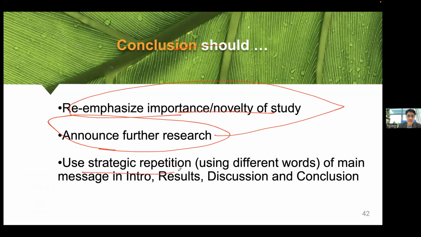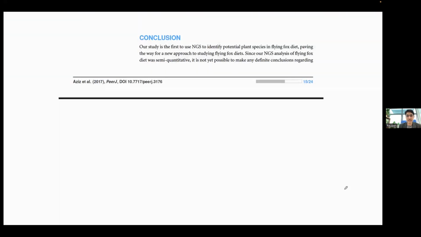And it's very important to use strategic repetition, use different words to mean the same thing. A lot of times these words just kind of provide cues that the reader is supposed to look out for these terms. The main message should be there in the intro, and the main message should be there in the results, discussion, and conclusion. I'll show you what it means in a bit. All right, so what's the conclusion?